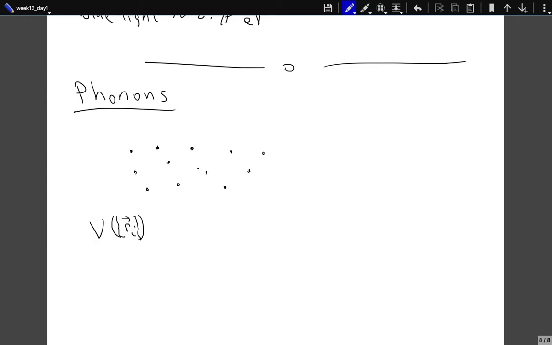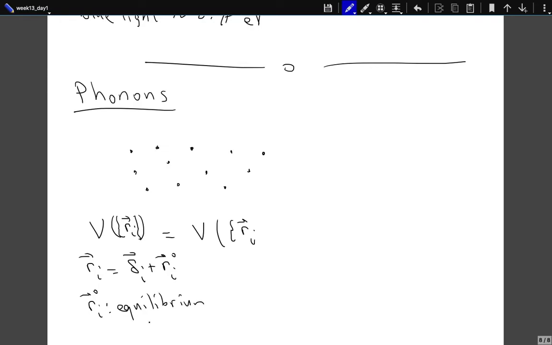And each of the atoms has an equilibrium point. Due to the thermal motion, they will be just vibrating slightly around their equilibrium point. So this will be equal to, if you make just a Taylor expansion, let's say Ri is equal to delta i plus Ri0, where Ri0 is the equilibrium position and delta i is the displacement from the equilibrium position.